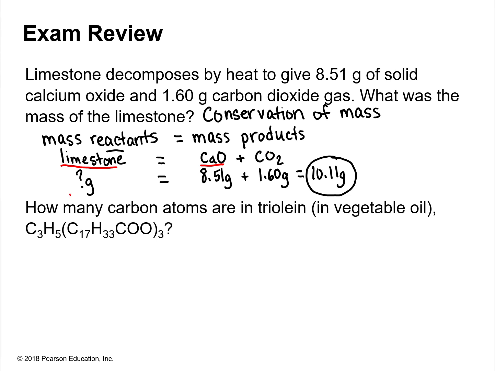So to put the numbers to it, let's say I told you that you had 10.11 grams of limestone and 8.51 grams of calcium oxide, and you needed to figure out how much carbon dioxide. You would subtract. Those are literally the only two real variations that you can have. So if this makes sense to you, you'll be fine for that question.